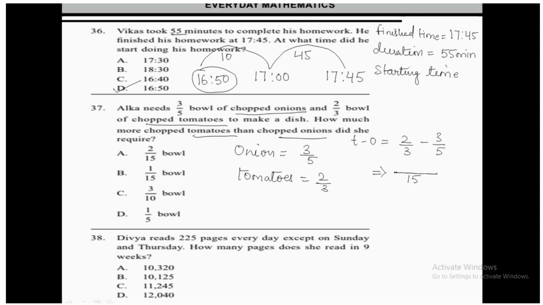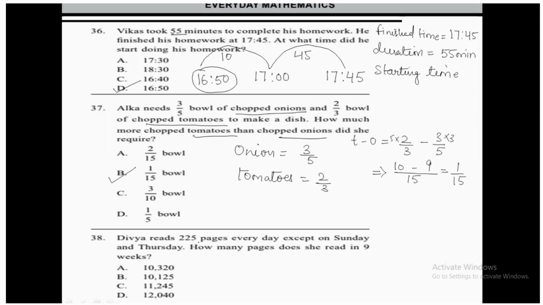Now how many times does 3 go into 15? 5 times. So we need to multiply here by 5. So we are getting 10. Then we need to take the LCM over here. So we are getting 3 only. When we multiply 3 with another 3, we get 9. After subtracting 10 and 9, we get 1/15. So what is the answer? She required 1/15 more tomatoes than onions. Let's move to the next question, which is question number 38.